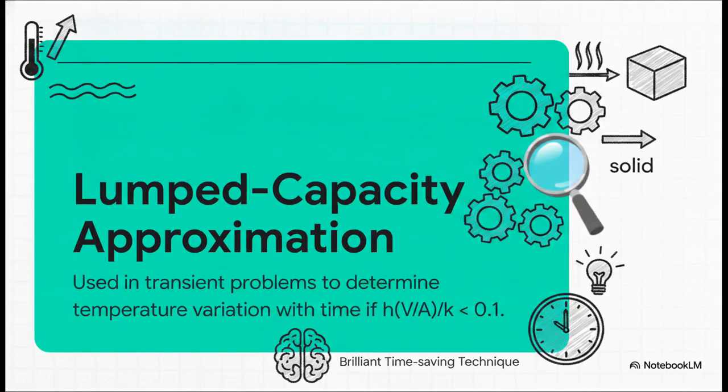And here's a fantastic example of a diagnostic shortcut in action. Let's say your checklist reveals a transient or unsteady state problem. Well, you don't need to immediately jump into complex calculus. Actually, scratch that. You really shouldn't jump into complex calculus. Instead, if the total heat transfer coefficient times the volume to area ratio divided by the solid's thermal conductivity is less than 0.1, boom, you can just use the lumped capacity approximation to easily figure out how the temperature is going to change over time. It is a massive time saver.